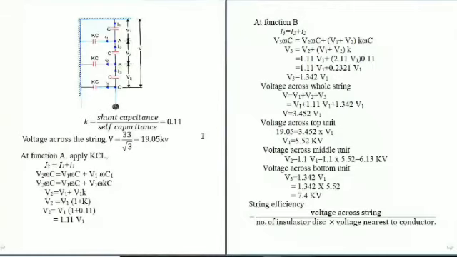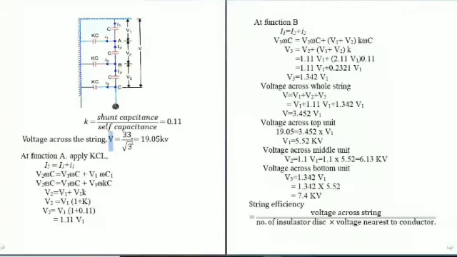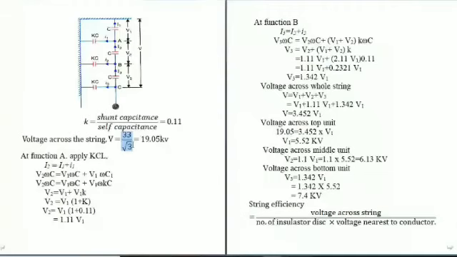Similarly, the voltage across the string that has to be calculated in the problem is given as 33 kV. V is equal to 33 kV. That has to be converted to phase voltage. The phase voltage means that has to be divided by root 3. So 33 divided by root 3, if you calculate, the value is 19.05 kV.